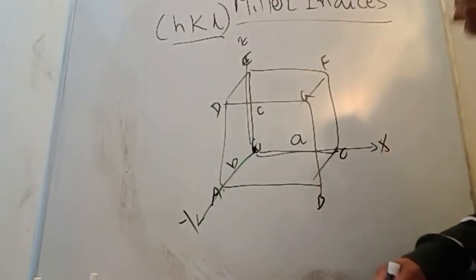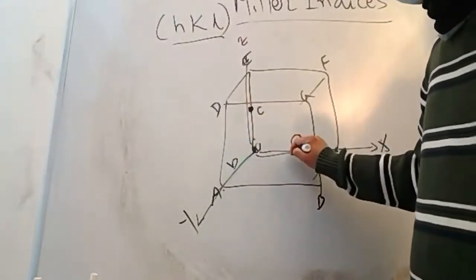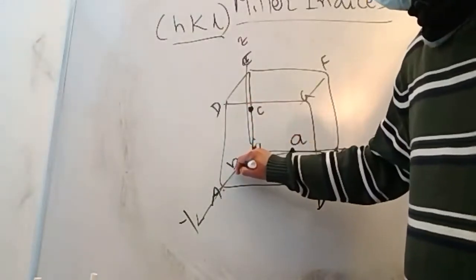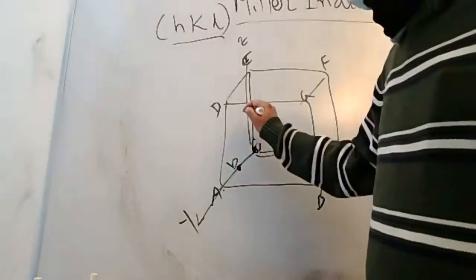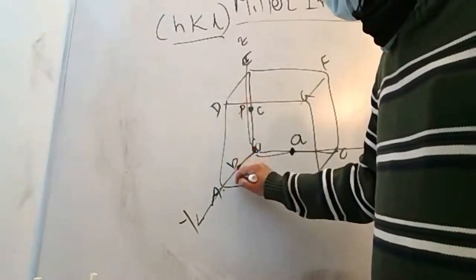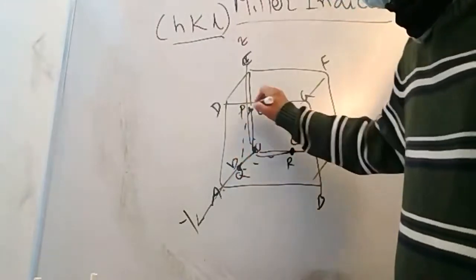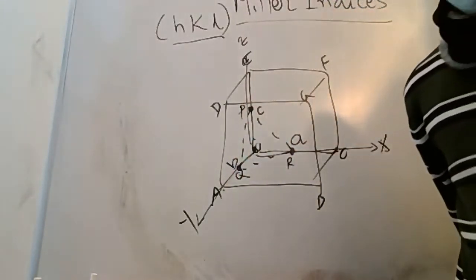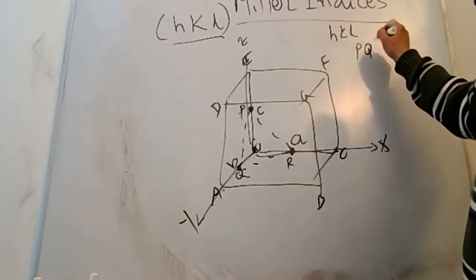Now let's imagine a plane that cuts the x-axis, y-axis, and the z-axis at 1/2 of the length. Okay, so we will now put some points P, Q, and R. These are the points, and I'll now join them to give you a plane. So what are the HKLs for the plane PQR?